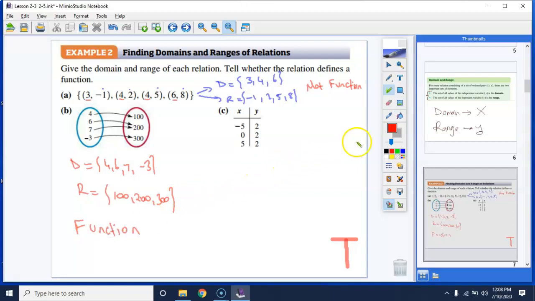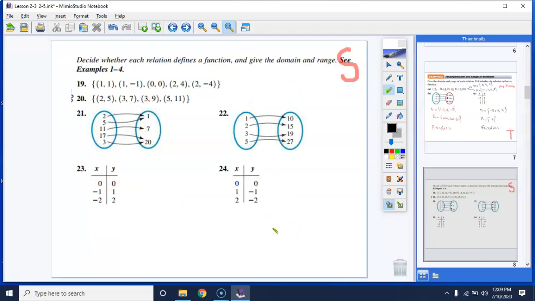We're all good. Let's have a look at the last one here, the table. The x values, the domain, should be negative 5, 0 and 5. And the range should be the y values, which is 2, just put it once. Is it a function or not? Check your x values. Are they repeating? Nope. So the answer is yes, this is a function. This is your turn examples. Please pause the video and solve those questions.